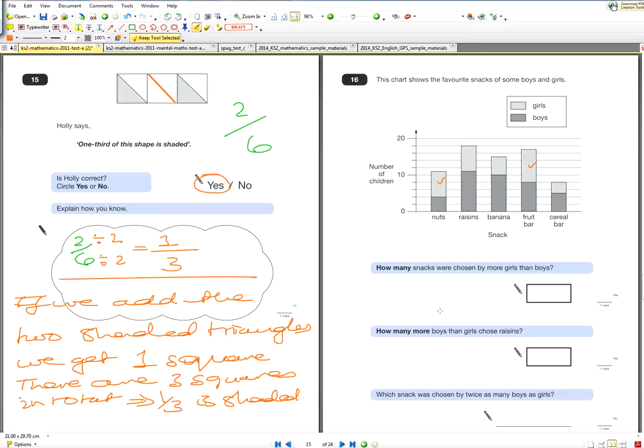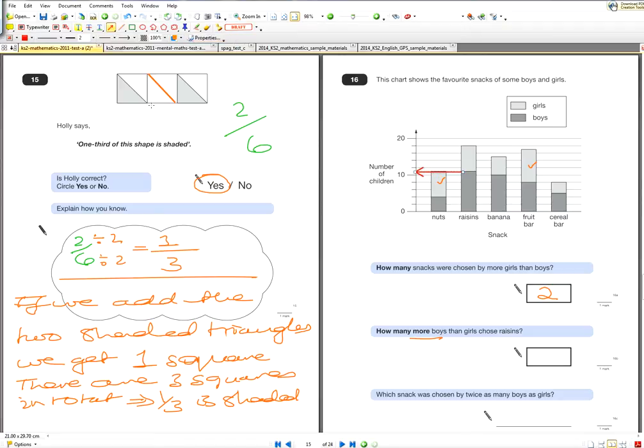1 and 2. So how many snacks were there? Two. How many more boys than girls chose raisins? So raisins, let's have a look. The bottom one is the boys, which goes from here to there. Let's have a quick arrow. 6.